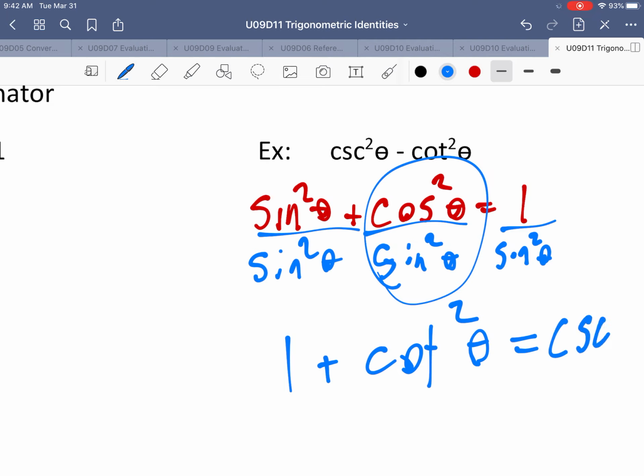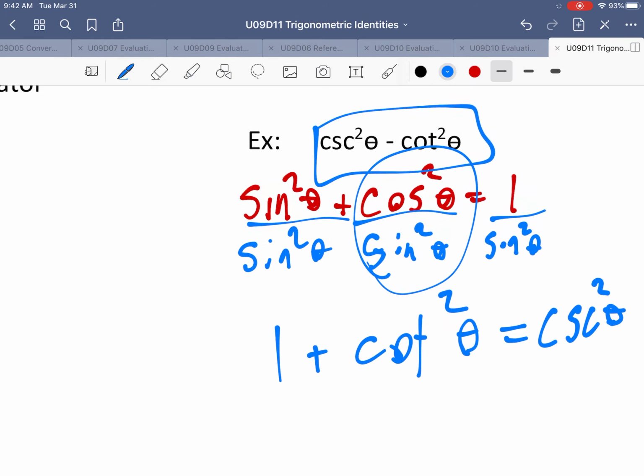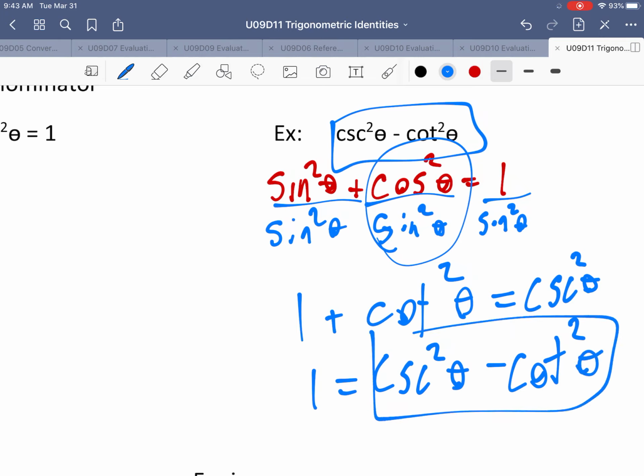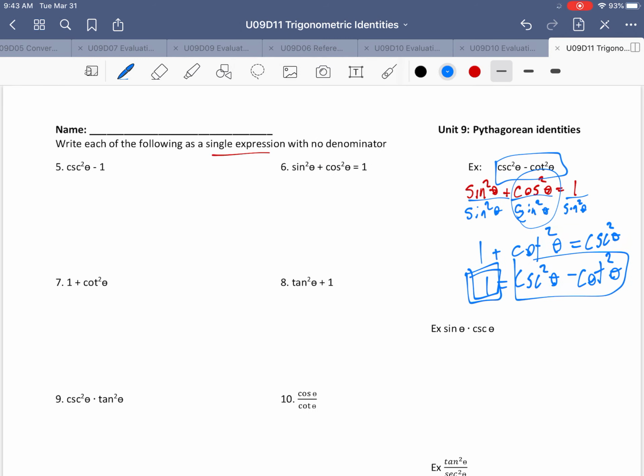cosecant squared theta. I want to rewrite this as a single expression, so I'm going to move the cotangent to the other side, and I'm going to get 1 equals cosecant squared theta minus cotangent squared theta. So as a single expression, this thing is equal to 1, so 1 would be my answer. Okay, and all of these problems, 5, 6, 7, and 8, are all similar versions of that.